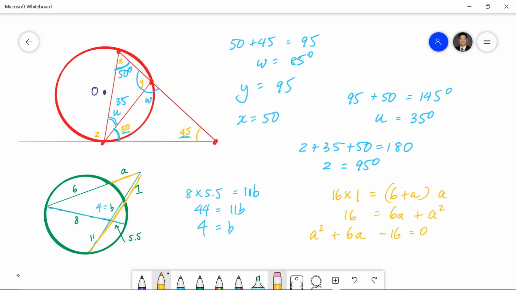Factors of negative 16 that add up to 6 are going to be positive 8 and minus 2. So in brackets, we'll have a plus 8 and a minus 2 is equal to 0. If we apply the null factor law, the solutions are minus 8 or positive 2. Obviously a length cannot be negative, so we cancel that out, and we make 2 our answer. So a is equal to 2 and b is equal to 4.